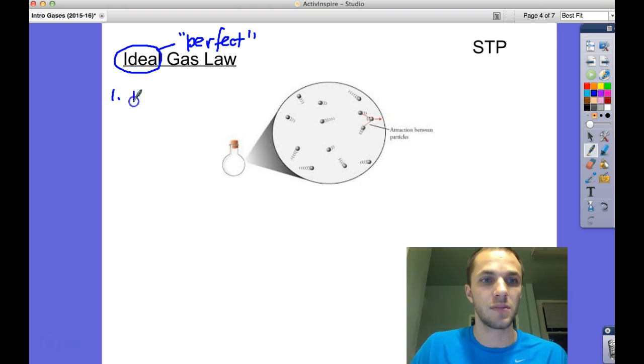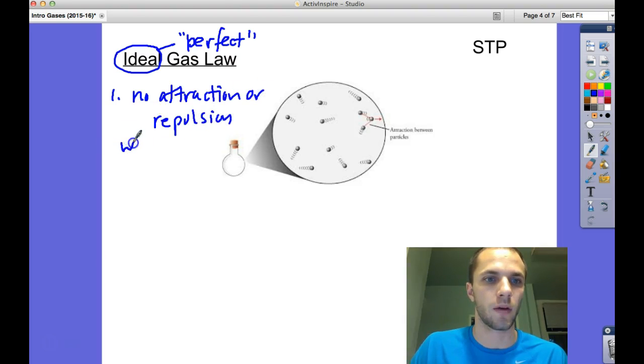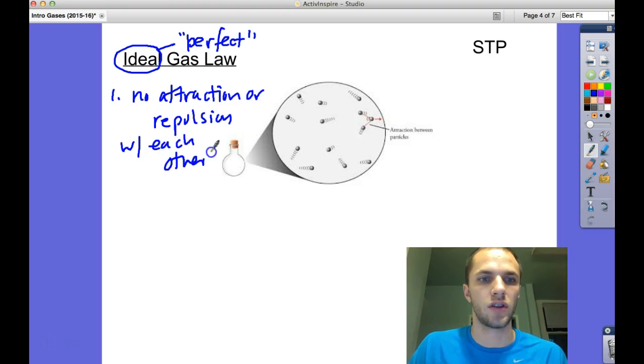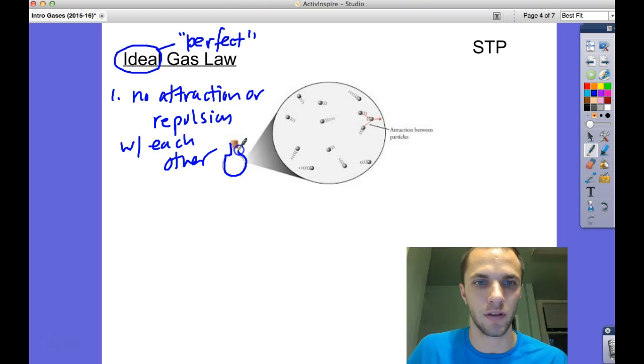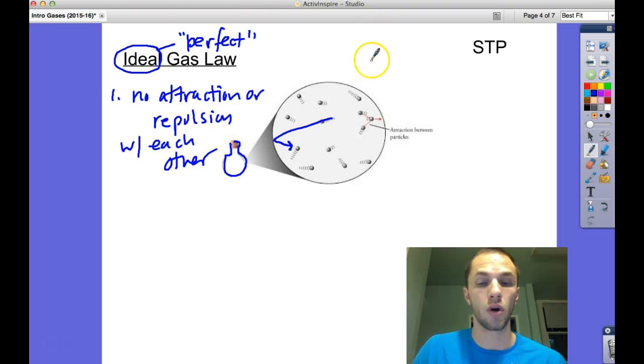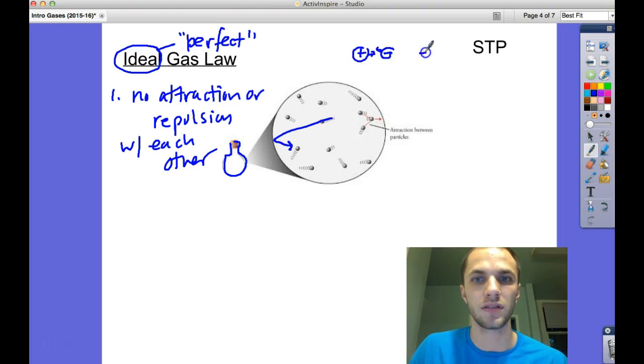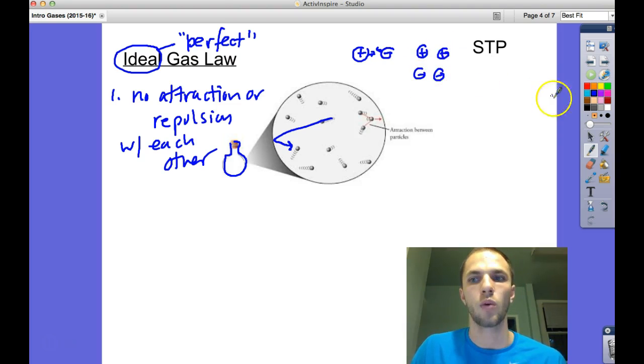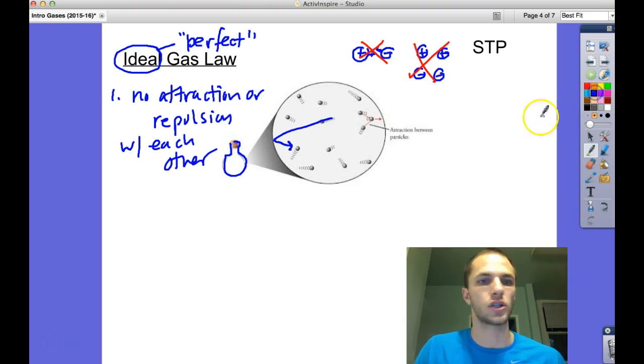Gases that behave perfectly have no attraction or repulsion with each other. So if we're zooming in on a sample of a gas here, these molecules are flying around, and they might get near each other. We know normally that molecules might temporarily be attracted to each other because they're slightly positive or negative, or they might be slightly repulsed because they're both positive or both negative. What we're assuming with an ideal gas is this doesn't happen. There's no attraction, there's no repulsion.